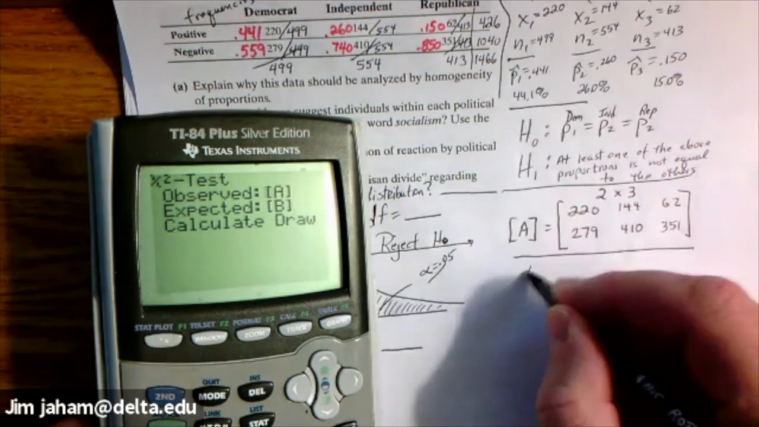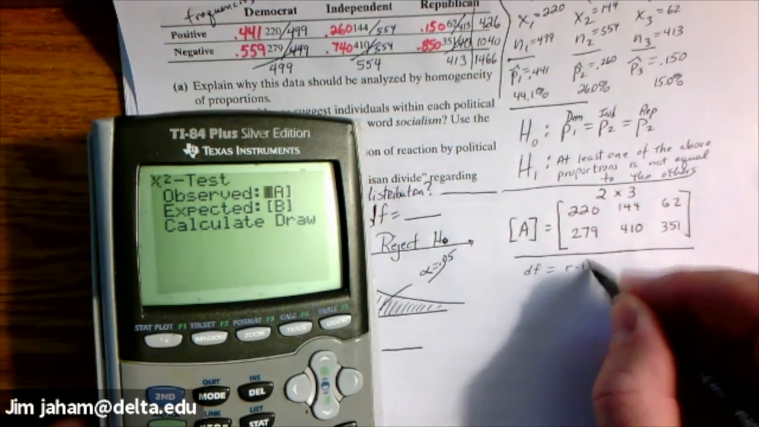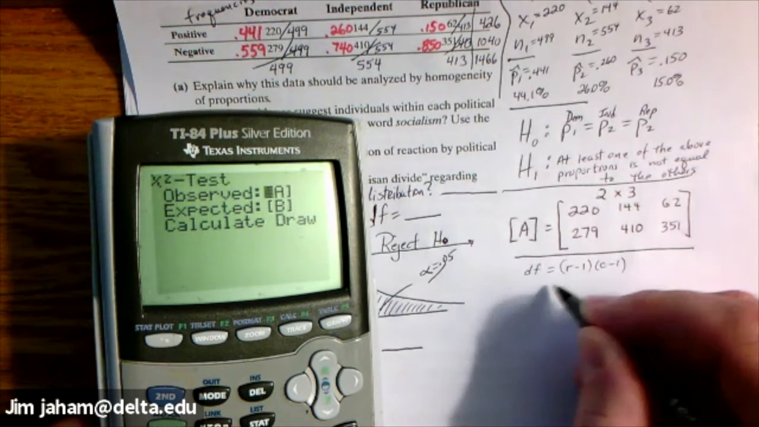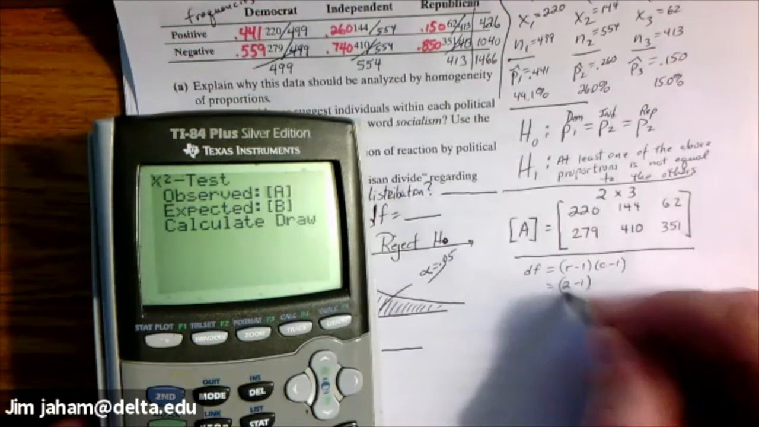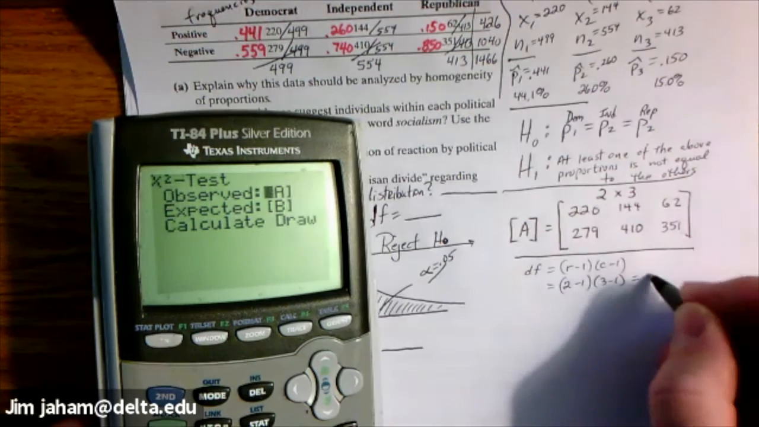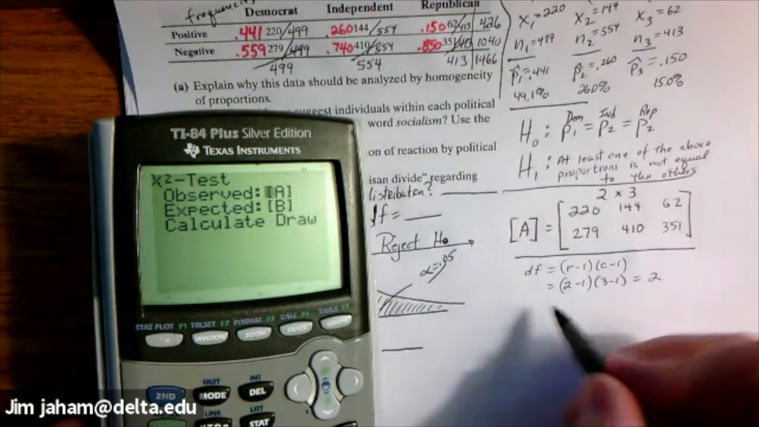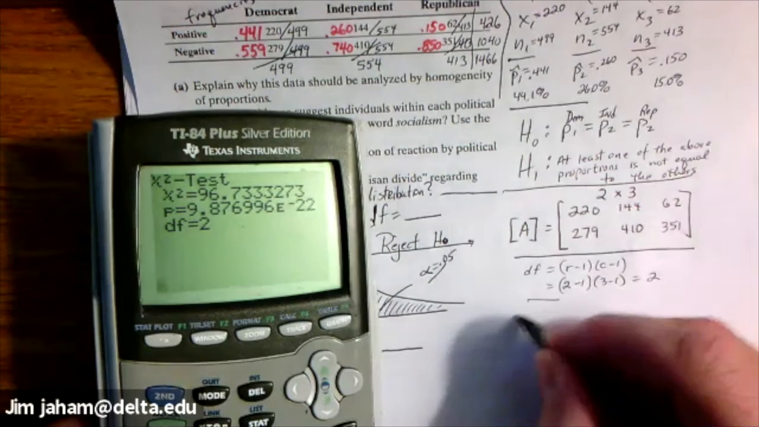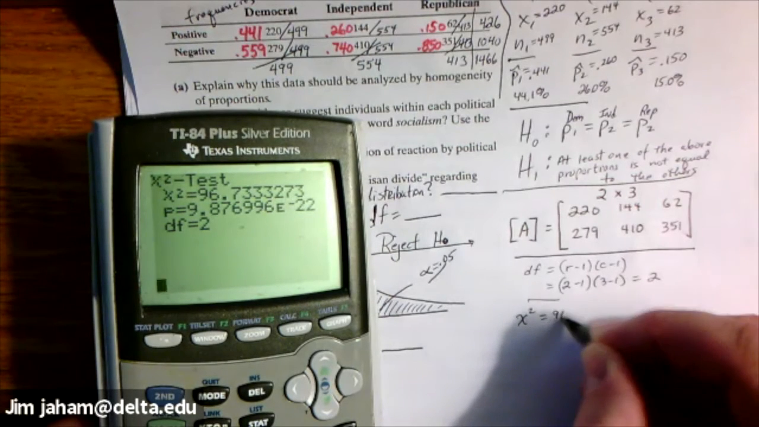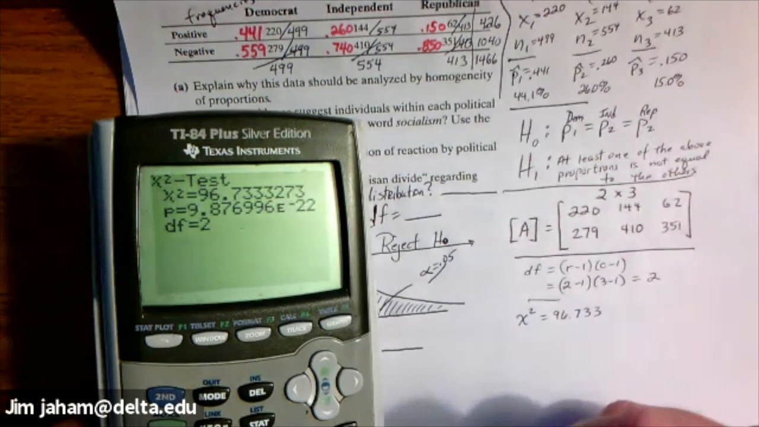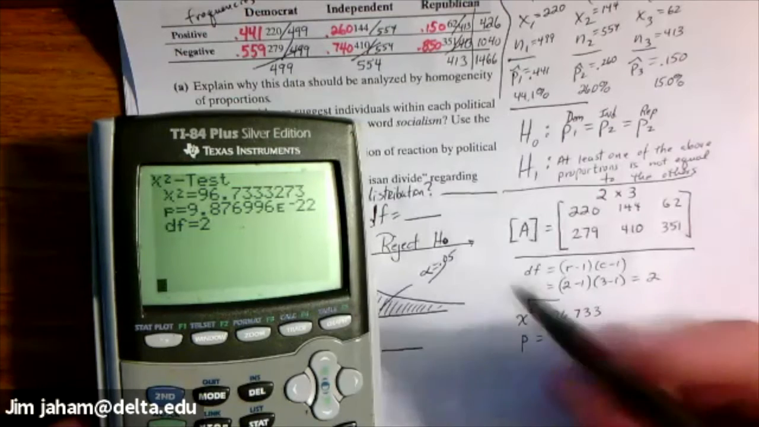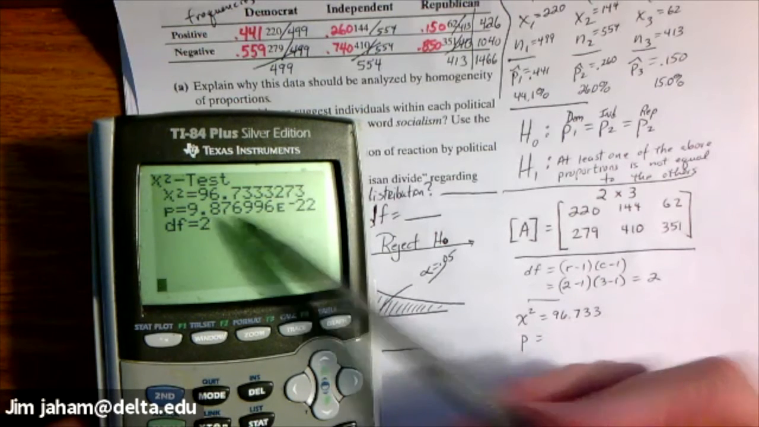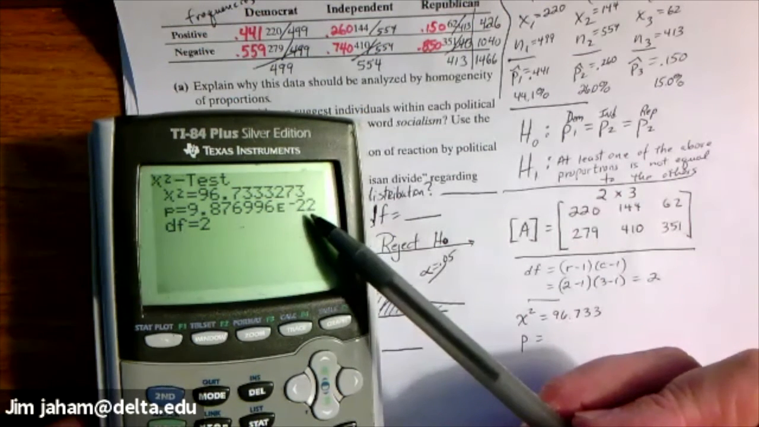You may recall that the degrees of freedom is the number of rows minus 1 times the number of columns minus 1. So 2 minus 1 times 3 minus 1, 1 times 2 is 2. So some of you also threw into the chat box the degrees of freedom is 2. That is also correct. Calculate, and there you have it. The test statistic is the chi-squared test statistic. And the p-value, yeah, so we're not going to write 9.8 here. This is times 10 to the negative 22.